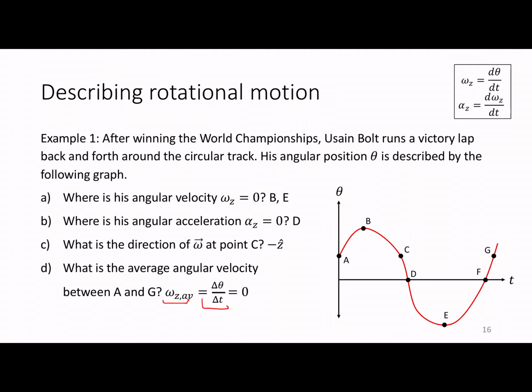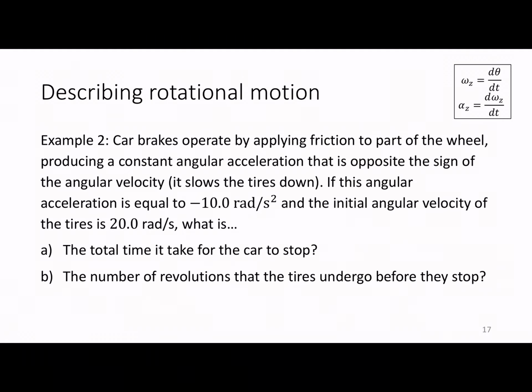And for this particular problem, where I'm going from points A to G, meaning final is G and initial is A, you'll notice that they're exactly at the same value of theta, so delta theta is equal to 0, which means the average angular velocity is just 0. Okay? Good. Let's do a few more numbers.